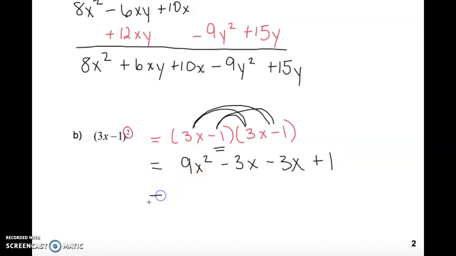And then when we get together, we combine our like terms. We have negative 3x minus 3x. So we have a 9x squared. We have a negative 6x, and we have a plus 1. So our final answer for 3x minus 1 all squared is 9x squared minus 6x plus 1.